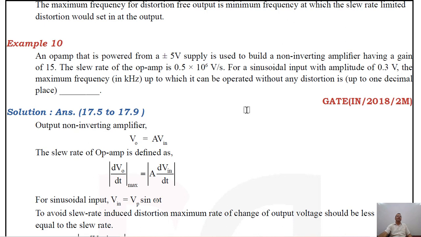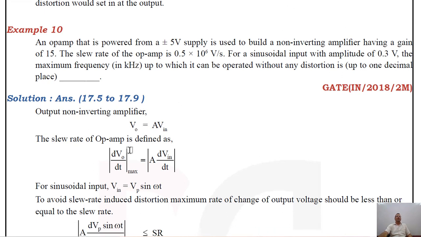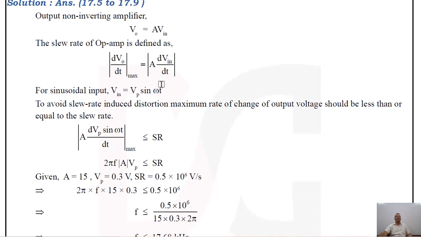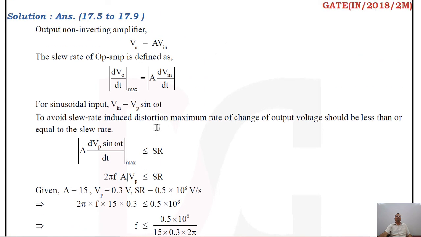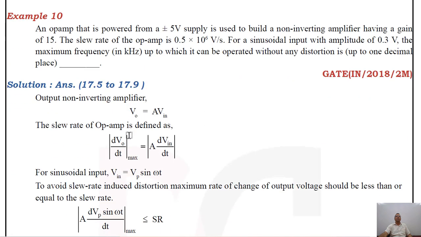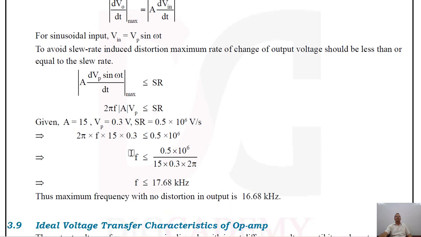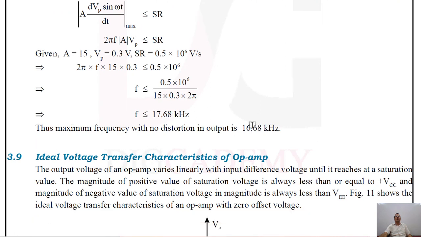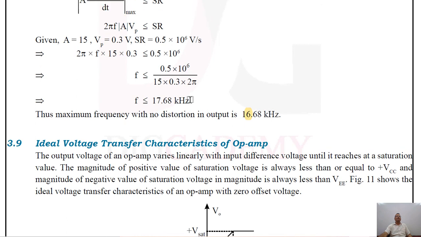Of course, we have seen the output is A into Vin, and the maximum rate of change of your output is this, although we have derived all these expressions. You can remember this formula, or you can derive the expression by using these steps. So we will be able to find that the frequency f should be less than or equal to, so the maximum frequency at which there is no distortion is 17.68. There is a correction here, it should be 7 rather than 6. Fine, you can just verify the calculation. So these are a few examples based on slew rate.